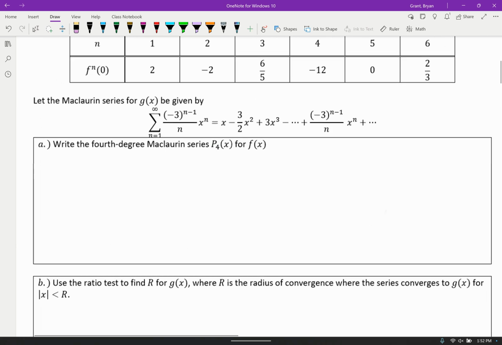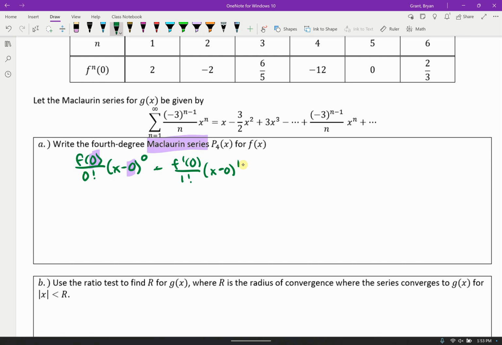So we're going to start with our basic f of 0 over 0 factorial times x minus 0 to the 0th. And we're doing this 0 for these two spots because they told us it's the Maclaurin series, which is always centered at 0. If they had centered it somewhere else, you'd change those two zeros to wherever you were centered at. And then we have our f prime of 0 over 1 factorial times x minus 0 to the 1st. And we're going to go out to the 4th power. This would be a 1st degree Maclaurin approximation. So let's do a few more.